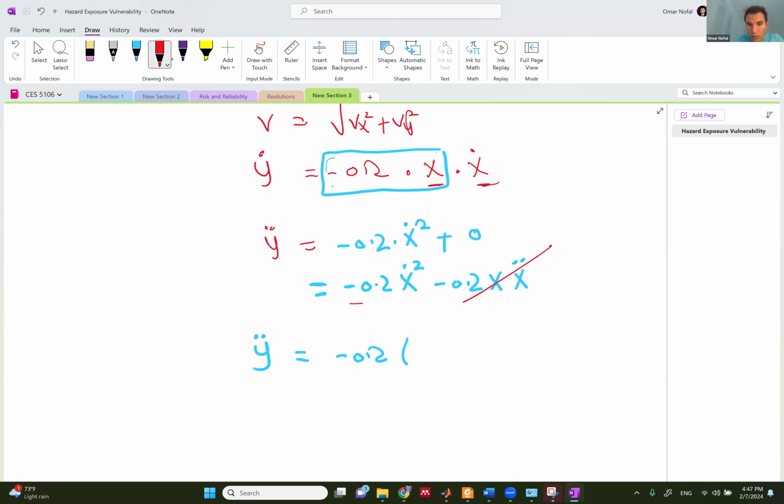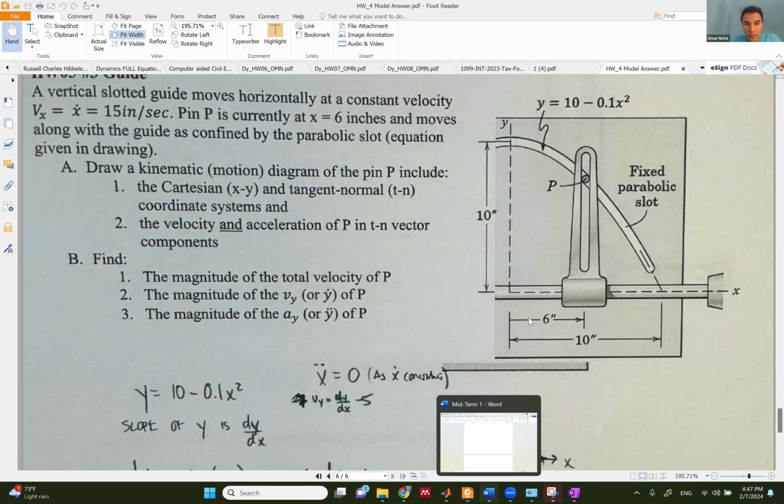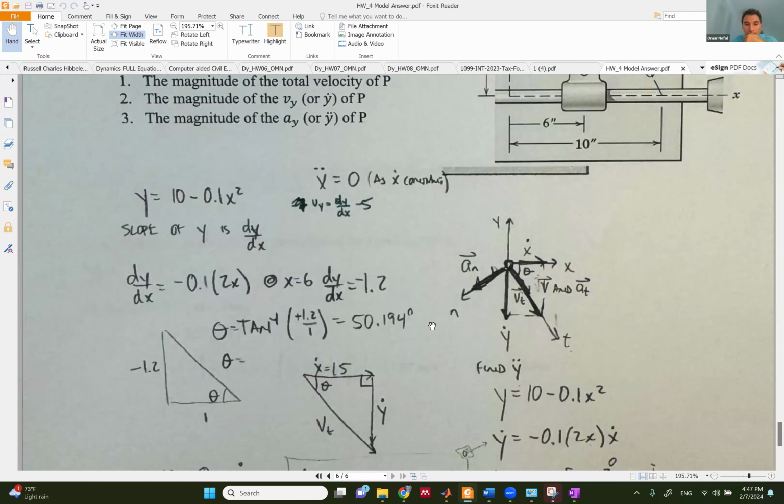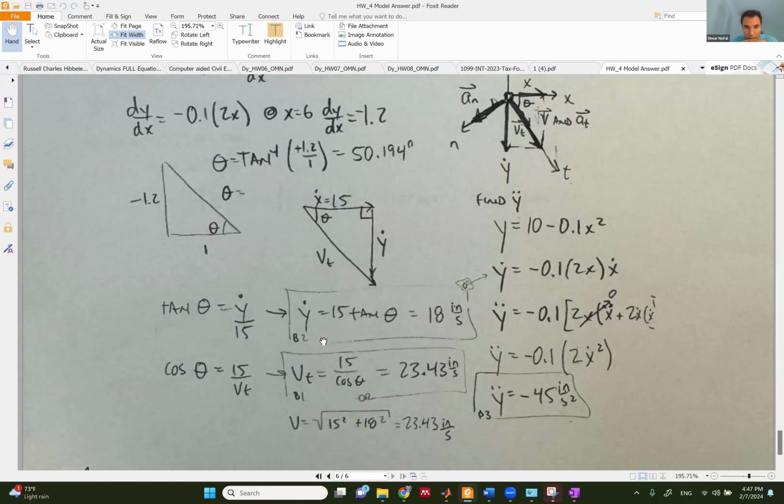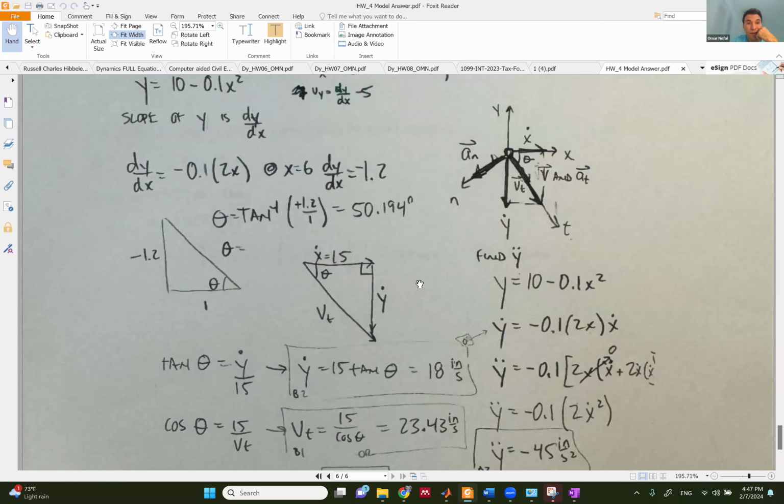This one, and you only have this term. So it's going to be negative 0.2 multiplied by 15 all squared, and then you get all your y double dot. And I believe this is the same thing here in the model answer. So you have y dot, and then here, can you see? But x double dot is going to be 0. So you only have negative 0.1 multiplied by 2. So it's a negative 0.2 x dot squared. And then you will be able to get y double dot, which is y. Does anyone of you have any questions?